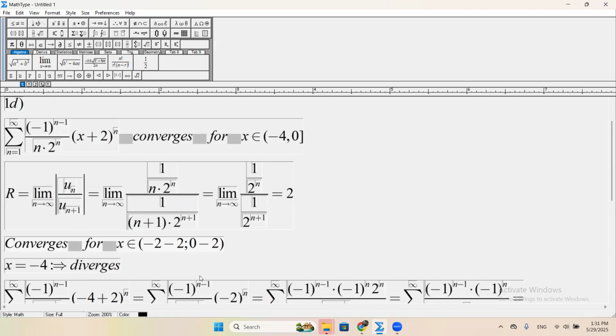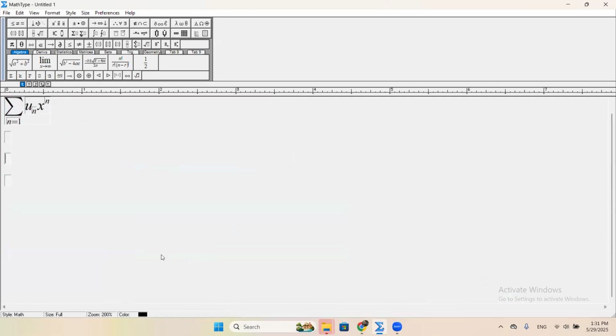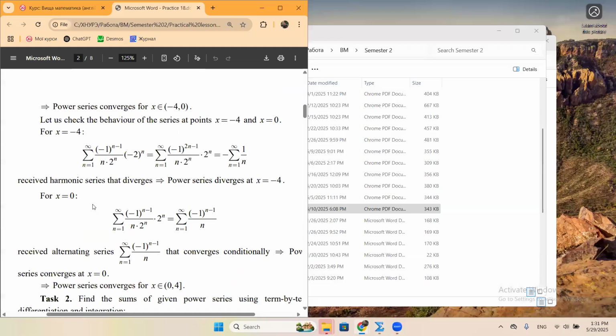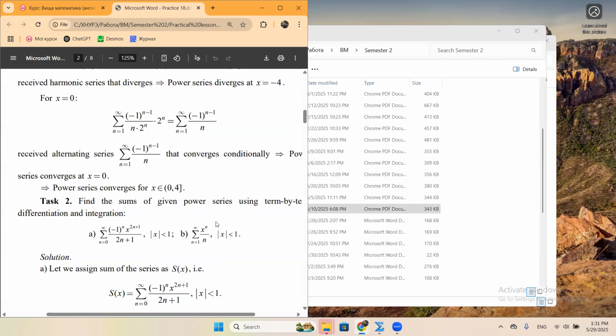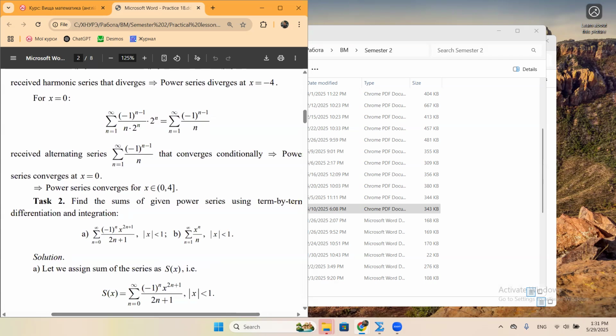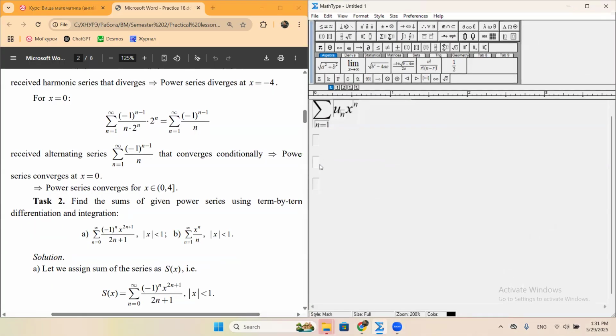More questions? Okay, if no questions, let's move to the next exercise. Now let's find the sums of given power series using term-by-term differentiation and integration. So, how to do it? Let's start with A.